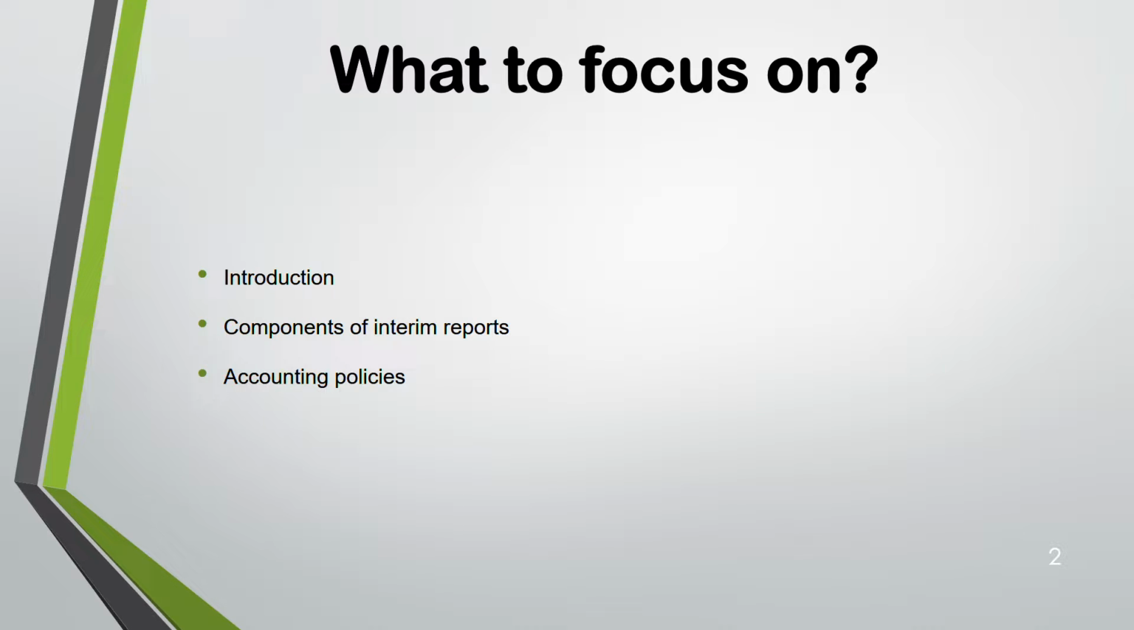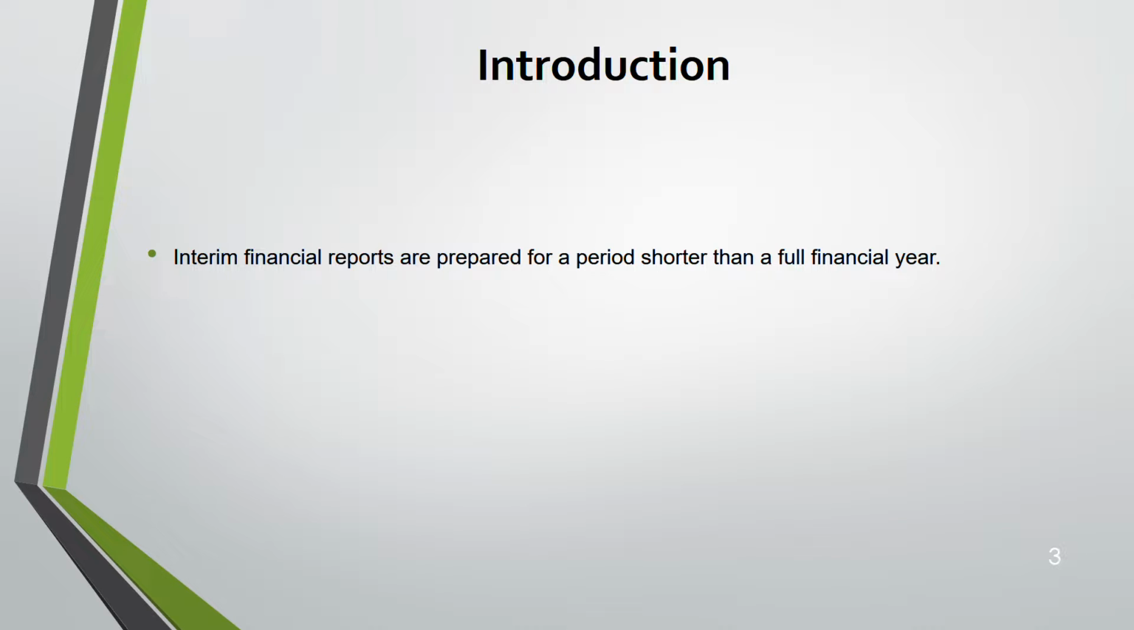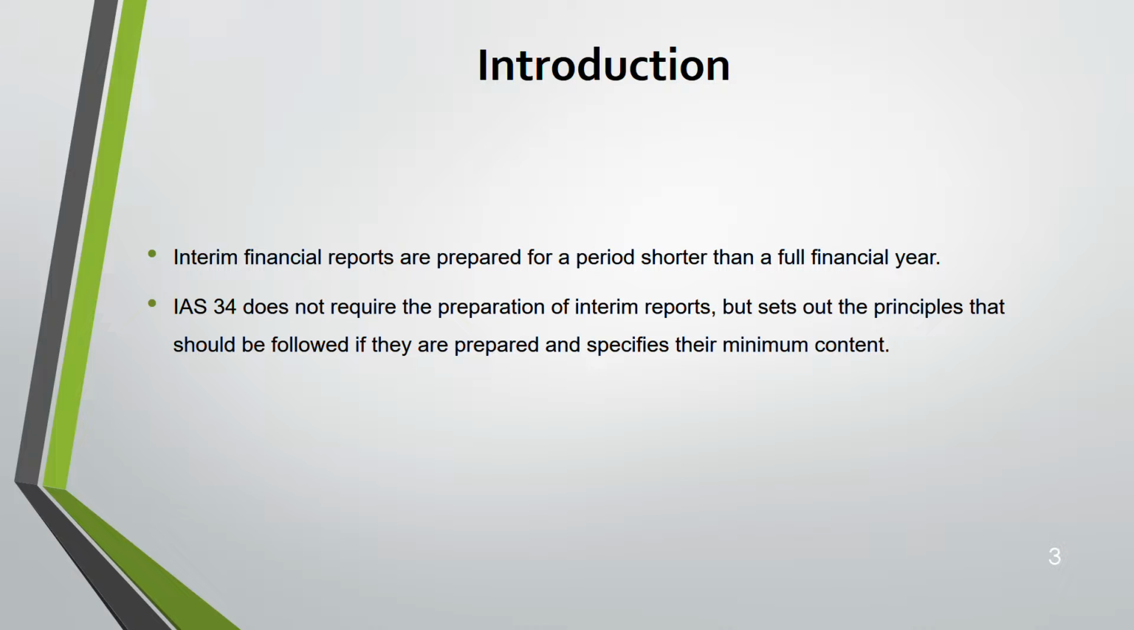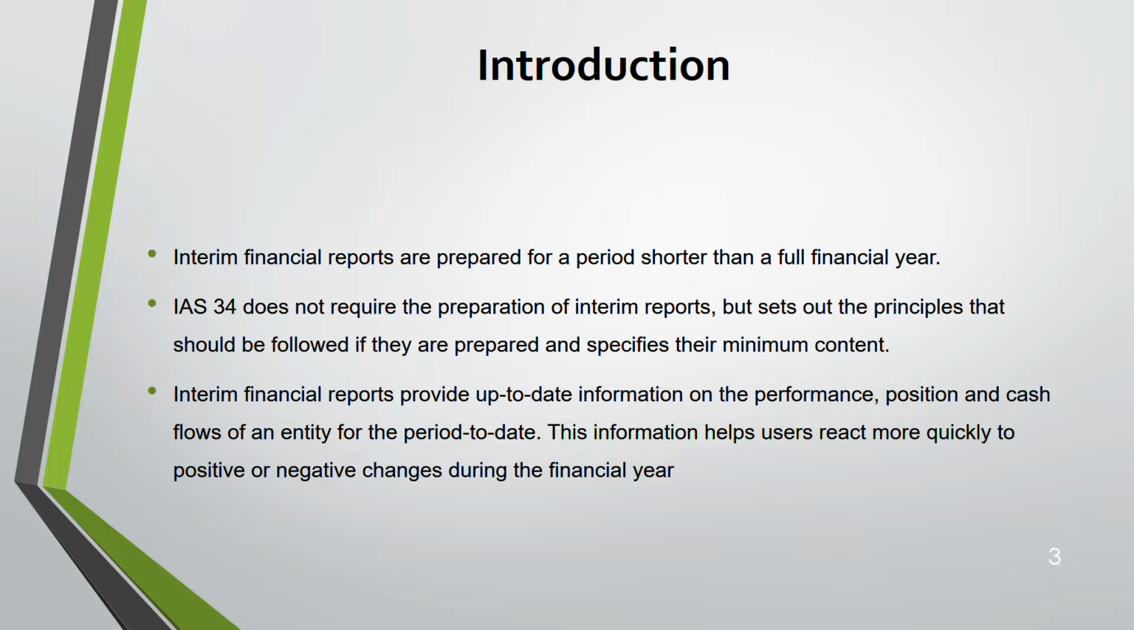Components of interim report, accounting policies. Basically, interim financial reports are your financial reports only, but for a shorter period, shorter than a full financial year. That means it is less than 12 months. IAS 34 does not say you must make interim reports, but it gives you the principle that if you have to make a report, this is the minimum content that should be in that interim report.